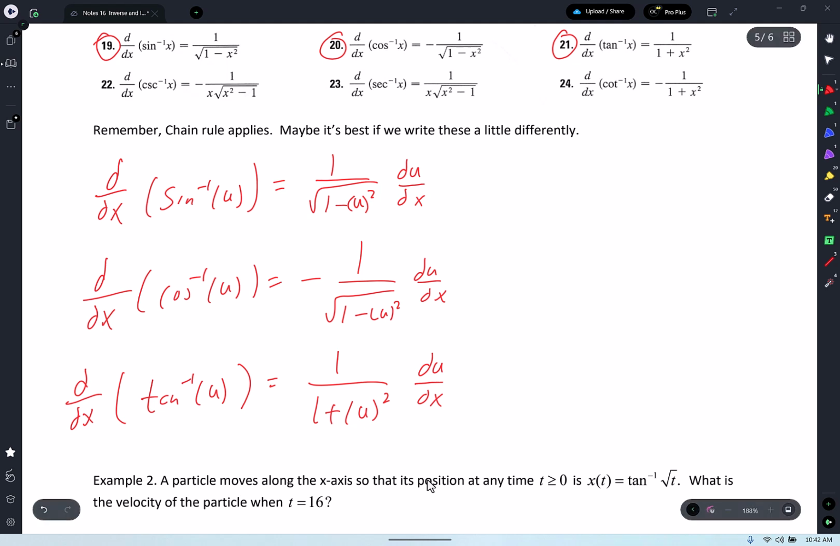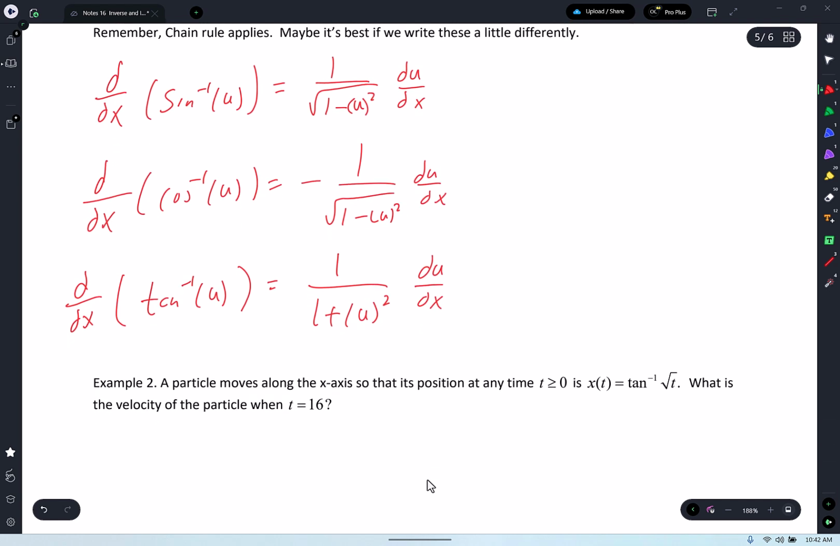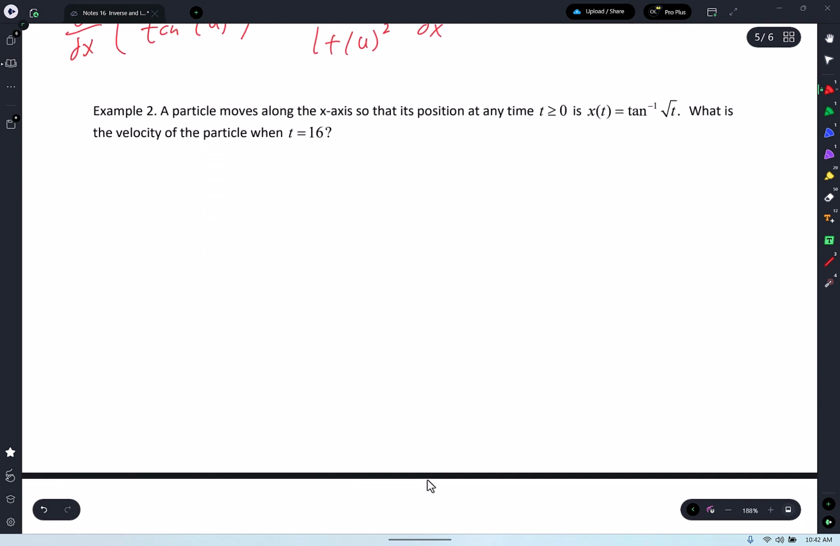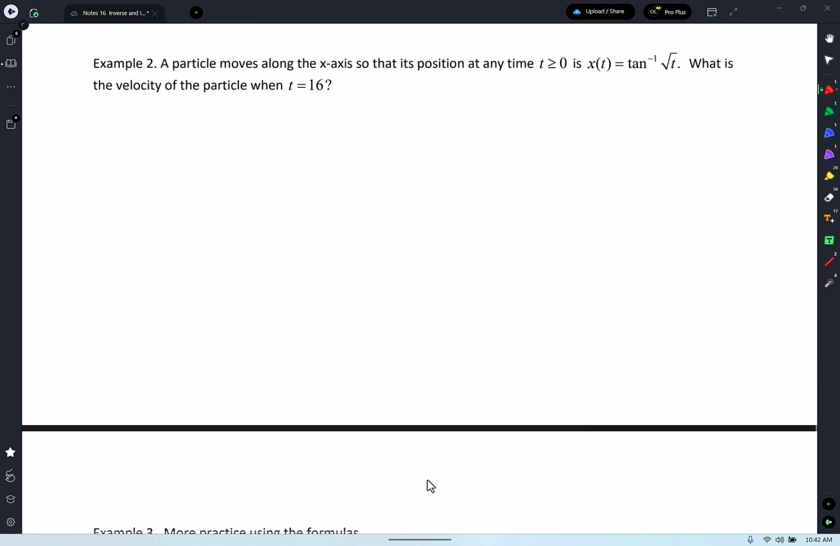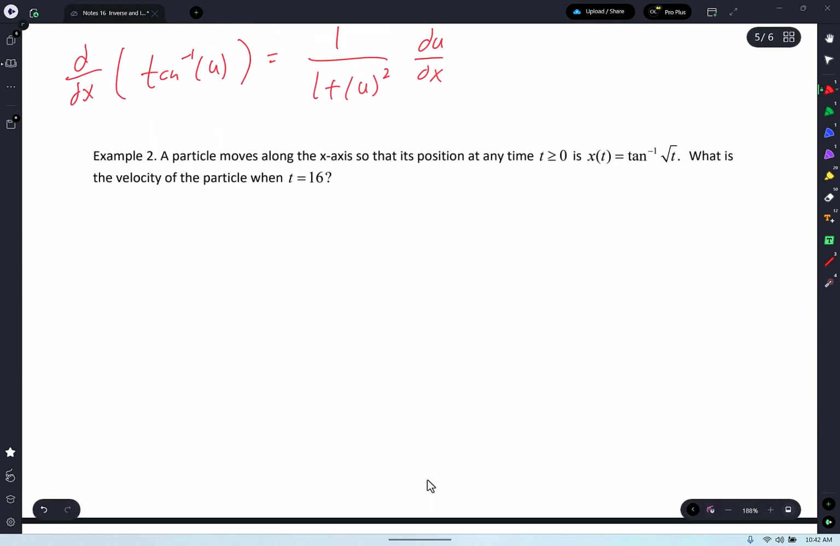All right. We're going to do this one, and then we will be ready to tackle the one on the front page. Don't worry, we're almost done, guys. A particle moves along the x-axis, so its position at any time t greater than or equal to 0 is given. What is the velocity of the particle when t equals 16? How do I get velocity from position? Take a what? Derivative. Perfect.